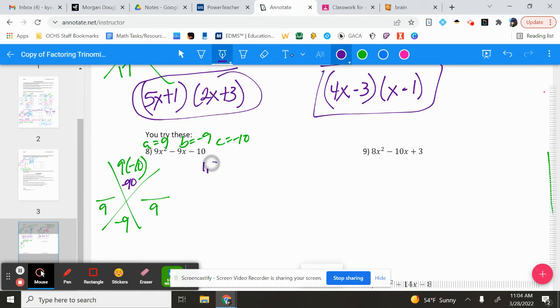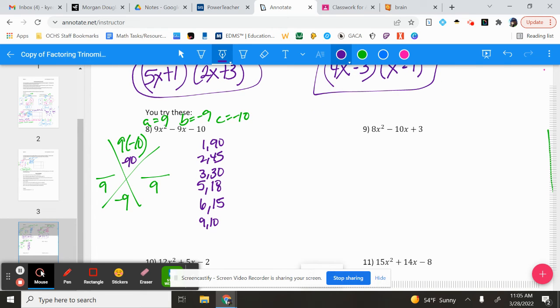So we've got 1 and 90, 2 and 45, 3 and 30. 4 will not go into 90 evenly, 5 will. So 5 and 18. 6 will go into 90, so it'll be 6 and 15. 7 will not, 8 will not, 9 and 10. 11 will not, 12 will not, 13 will not, 14 will not, and then we're back to 15.